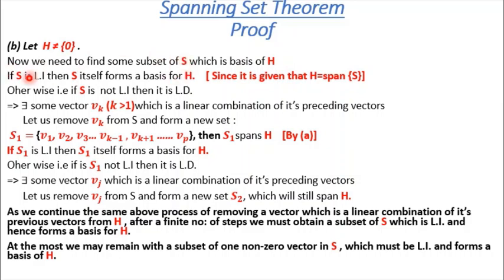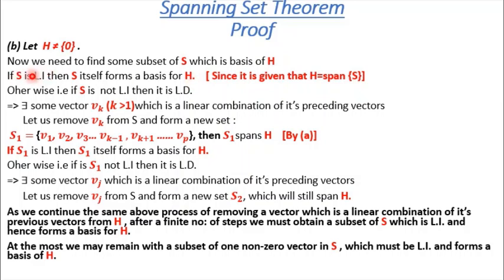Now we have S, a spanning set here, and we are in search of a basis for H. What is a basis? A linearly independent set spanning H. So this S is already spanning H. Our first argument is, if S is LI, then S itself forms a basis, because it is already given that H is equal to the span of S.